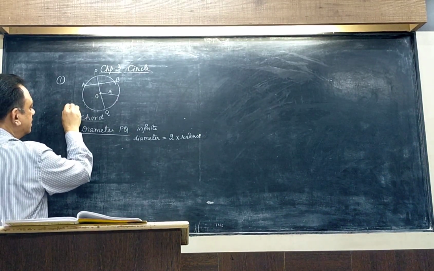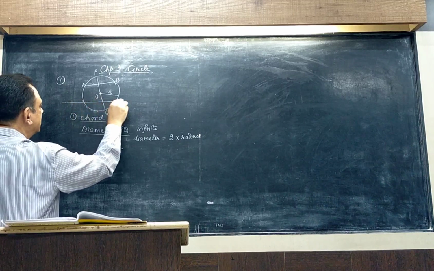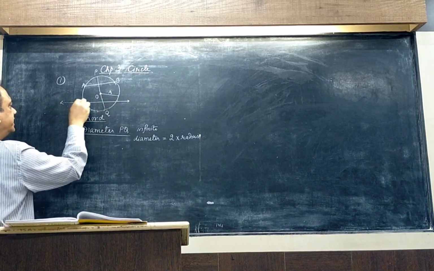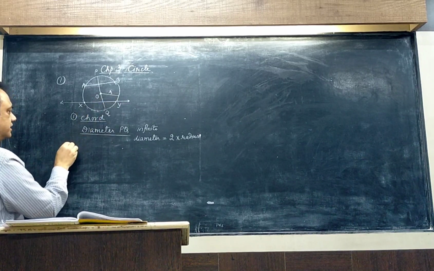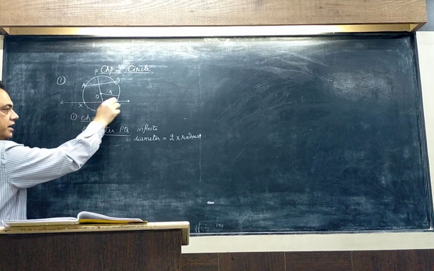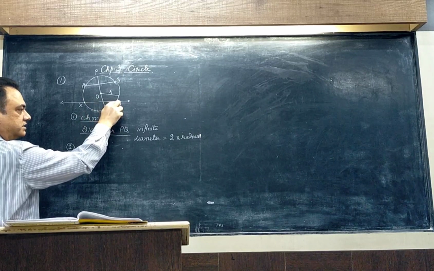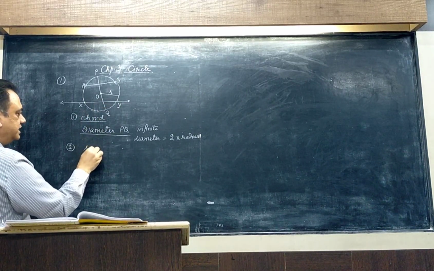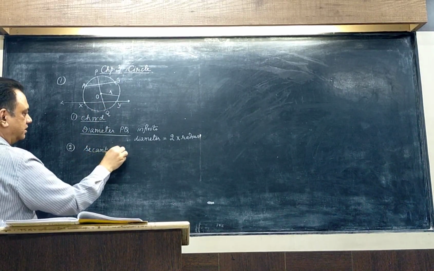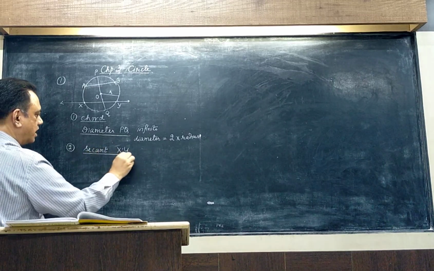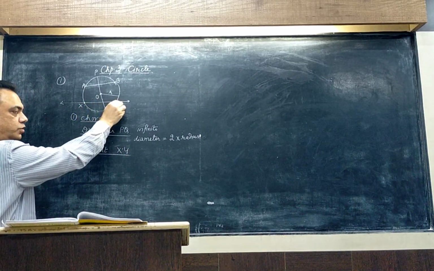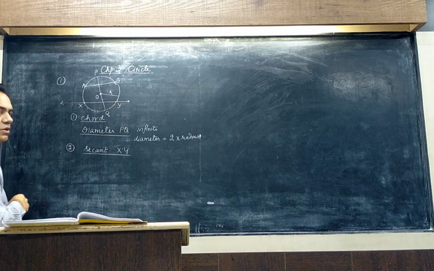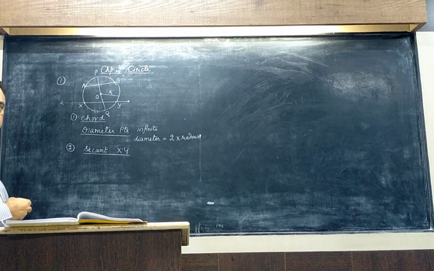A line intersecting the circle in two distinct points is called a secant of the circle. Secant XY.